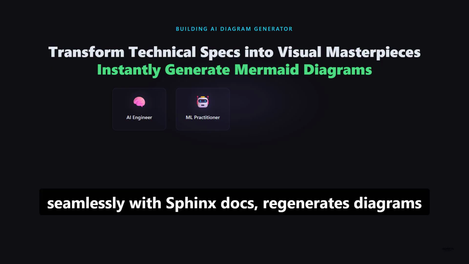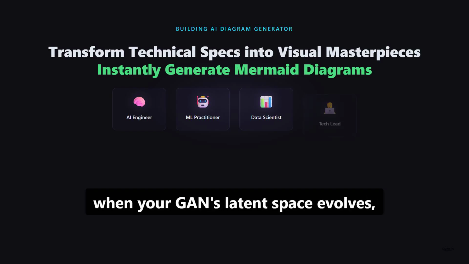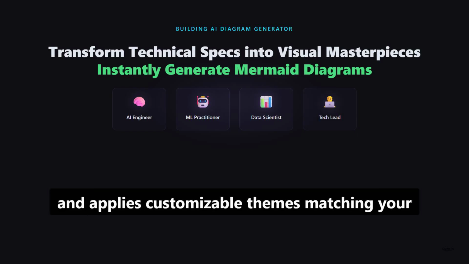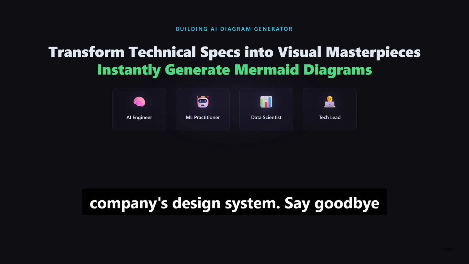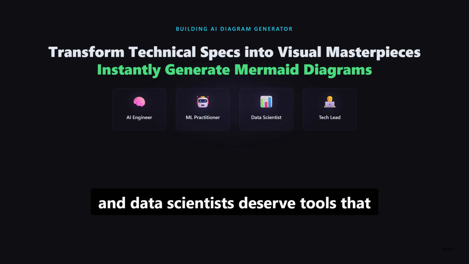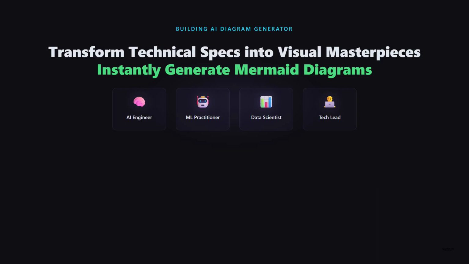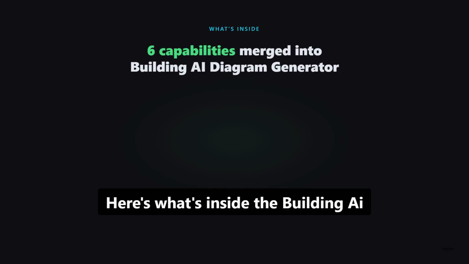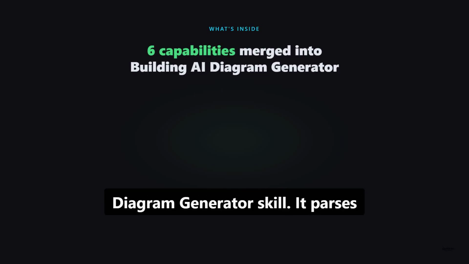It integrates seamlessly with Sphinx docs, regenerates diagrams when your GAN's latent space evolves, and applies customizable themes matching your company's design system. Say goodbye to UML purgatory. AI engineers, ML practitioners, and data scientists deserve tools that speak their language. Here's what's inside the Building AI Diagram Generator skill.